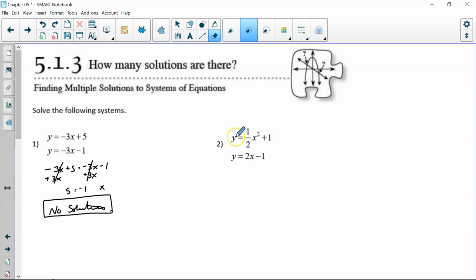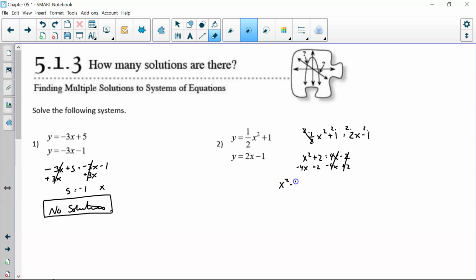Looking at problem number 2, once again, they're both equal to y. Set them equal to each other. So 1/2 x squared plus 1 equals 2x minus 1. Now what we could do is get rid of the fraction by multiplying each term by 2. Once, twice, 3 times, 4 times. Which gives us the equation x squared plus 2 equals 4x minus 2. All right, so now it's a quadratic. Let's get this equal to 0. Subtract 4x from both sides and add 2 to both sides.